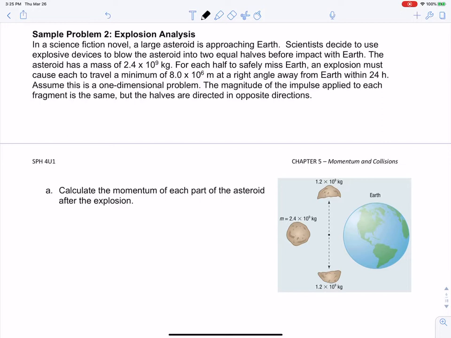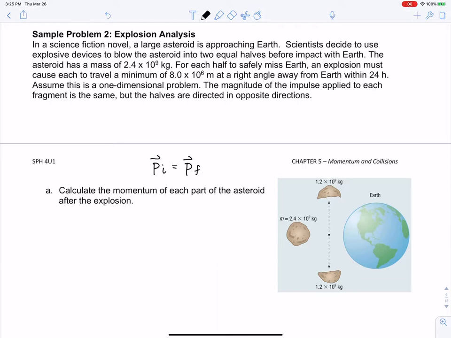The magnitude of the impulse applied to each fragment is the same, but the halves are directed in opposite directions. So let's see what we know. We know that the initial momentum is equal to the final momentum. It's the law of conservation of momentum.